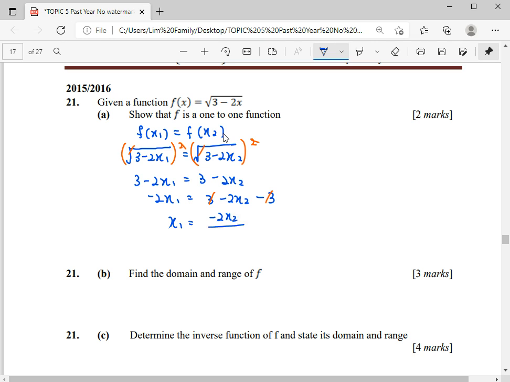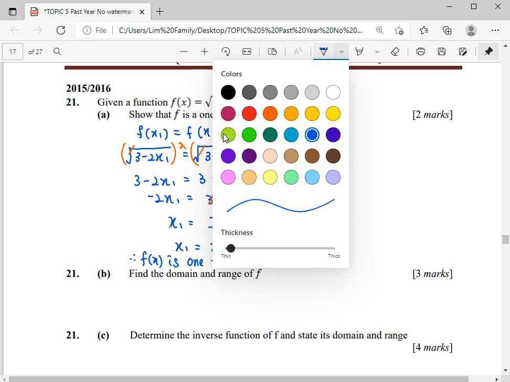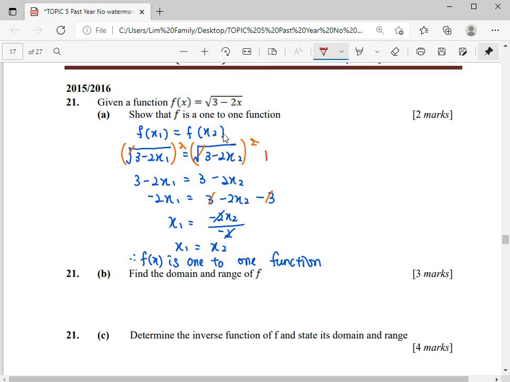When I move the negative 2, it will be divide, so it can be simplified. So x1 finally equals x2. Once we get this result, it means we only have one answer, which is x2. So definitely from here we can conclude that this function is a one-to-one function. That is our first concept if we use the algebraic method: substitute x1 at the left hand side and x2 at the right hand side, and you must get to this conclusion.